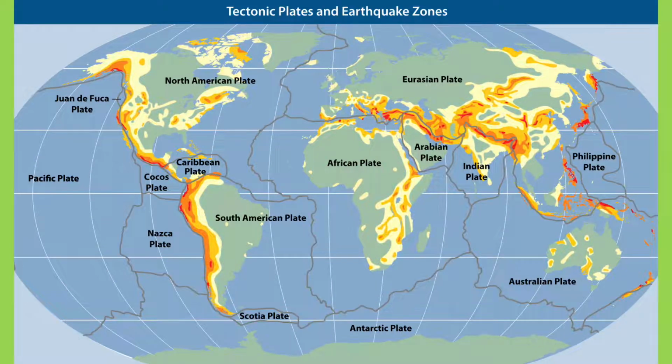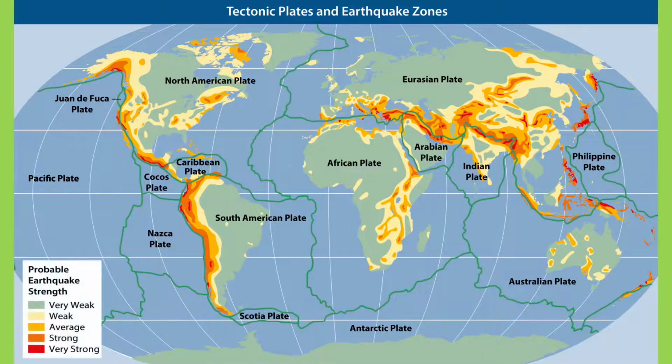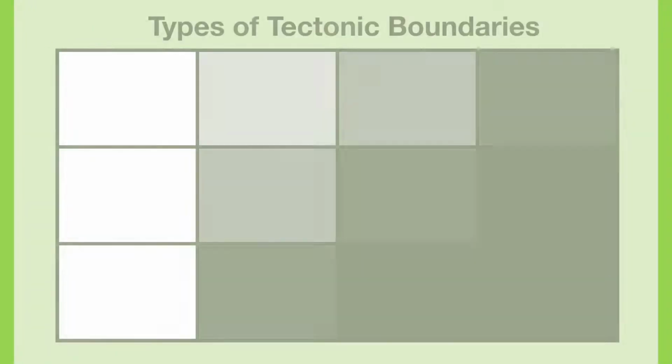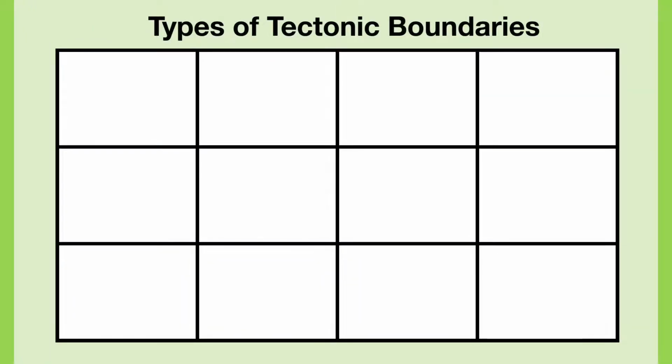These areas here, in orange and red, are places where earthquakes occur most often. Furthermore, the biggest, most dangerous earthquakes happen in these zones. Now, when earthquakes occur, there are three different things that might be happening along the boundaries, the places where the Earth's plates meet. For your notes, why don't you set up a chart like this one, with 4 columns and 3 rows? It will be helpful to you later.